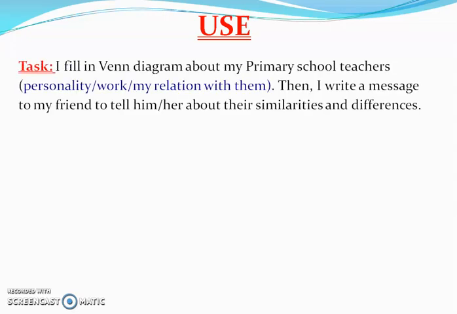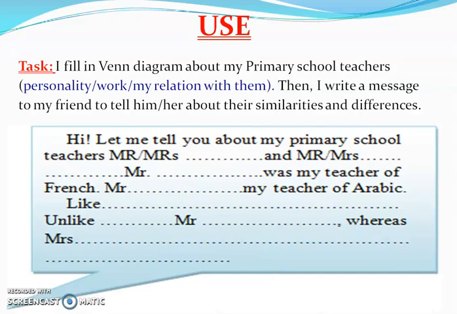The last phase is the use phase. Ask your learners to fill in a Venn diagram about their primary school teachers, their personality, their work, and their relation with them. Then ask them to write a message to a friend to tell him or her about the similarities and the differences.